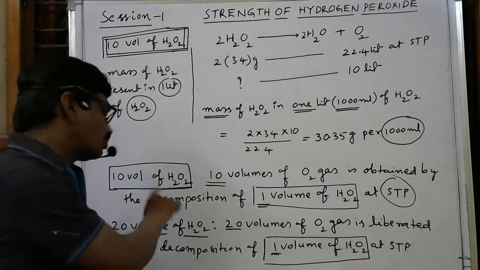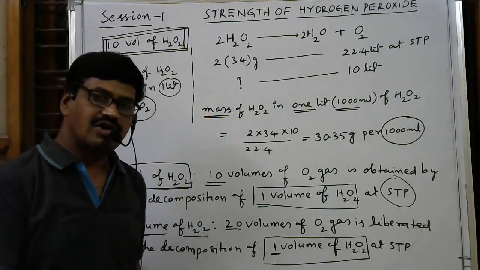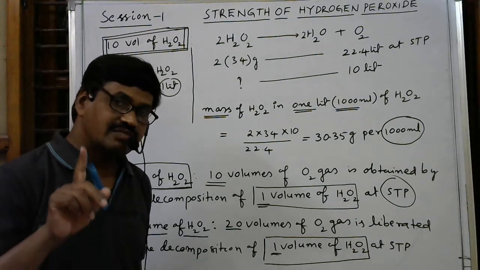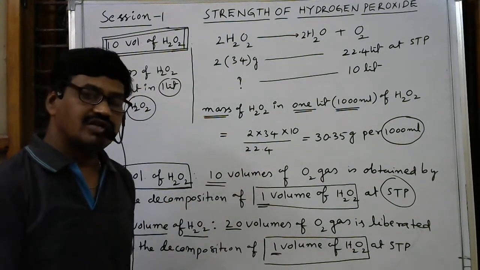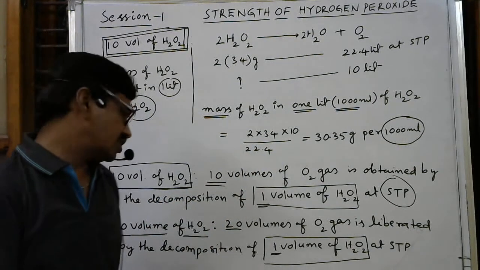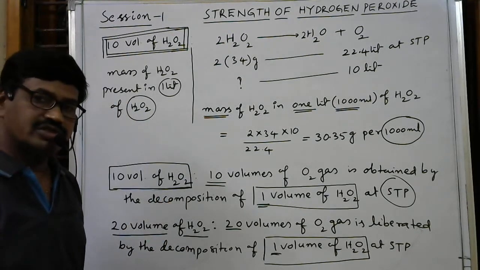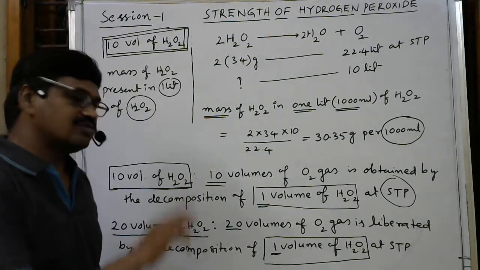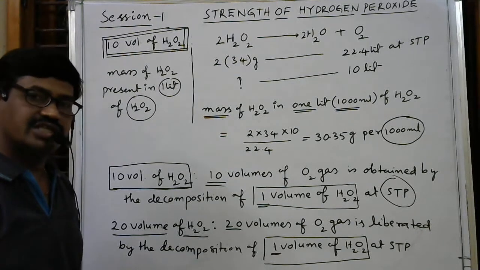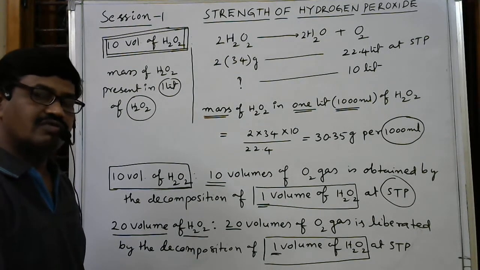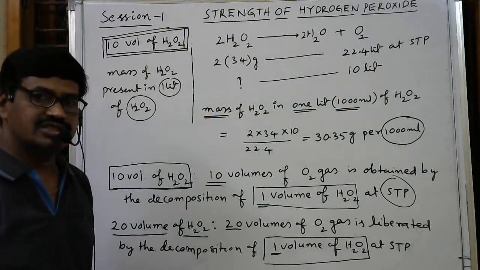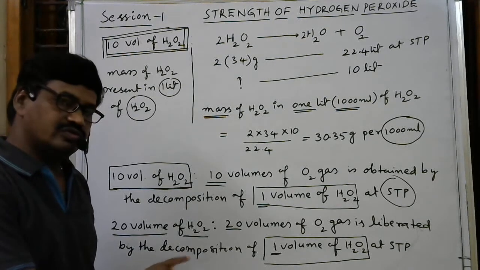10 volumes of hydrogen peroxide means 10 volumes of oxygen gas must be liberated by the decomposition of 1 liter of hydrogen peroxide at NTP. 20 volumes of hydrogen peroxide means 20 volumes of oxygen gas is liberated by the decomposition of 1 volume of hydrogen peroxide at STP. That you should know.